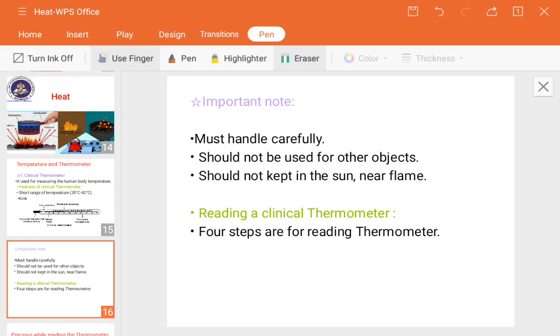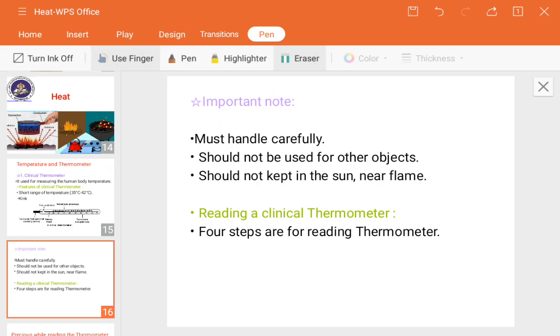Next, it should be handled very carefully. It should not be kept in the sun or near a flame. Otherwise, the mercury is very liable to heat. What happens if you keep it near any heat source? The mercury will burst or the thermometer will not work. That's why we should always keep the thermometer away from the sun rays and from being near a flame.